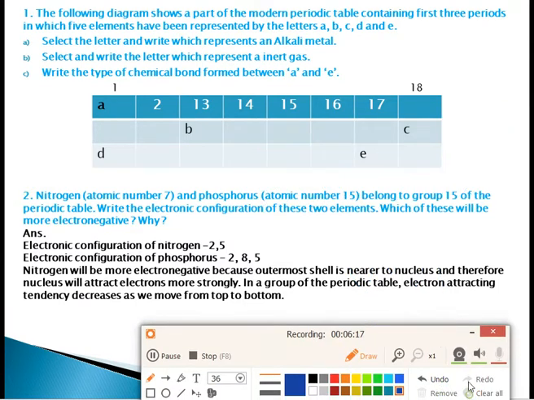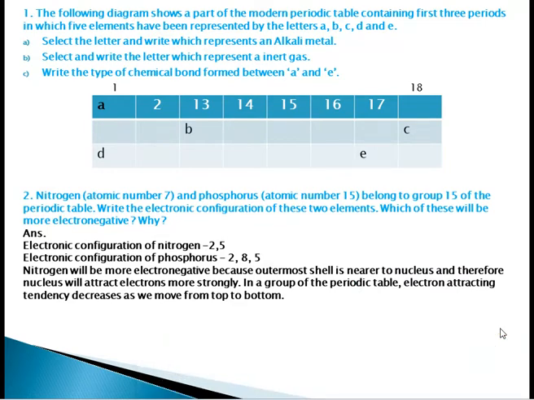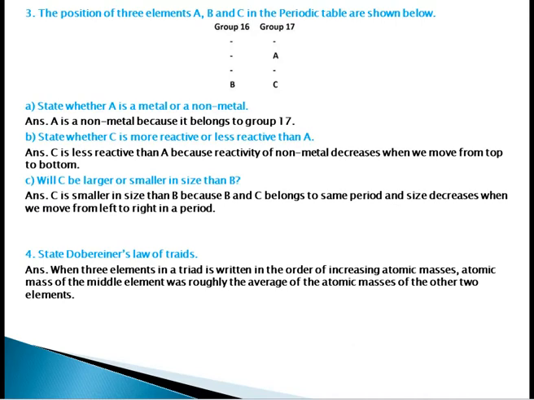So in this question they can change the elements also in the exam, but remember that when you move in a group from top to bottom, electronegativity decreases, but when you move in a period from left to right, electronegativity increases. Next question is question number 3.